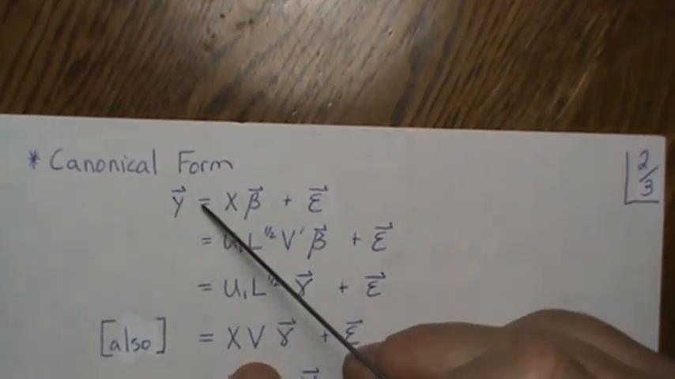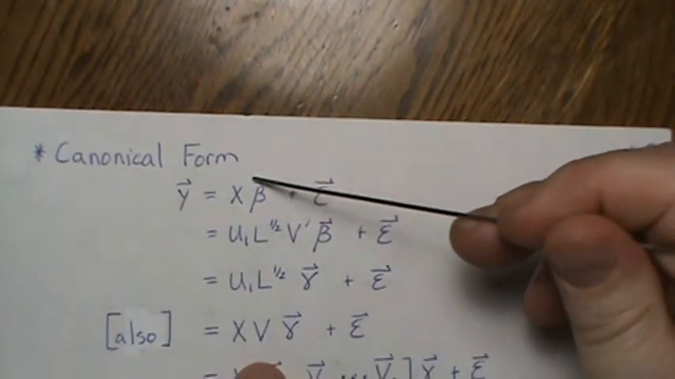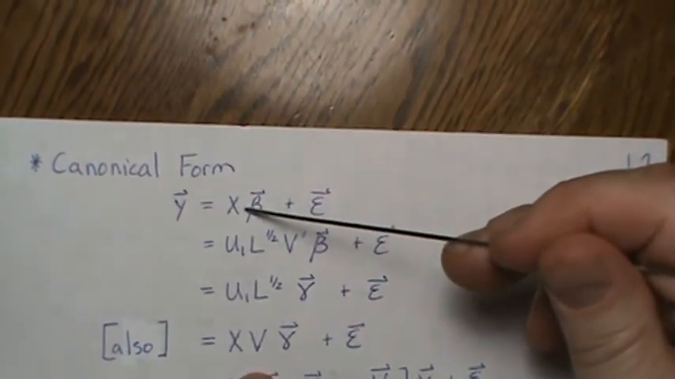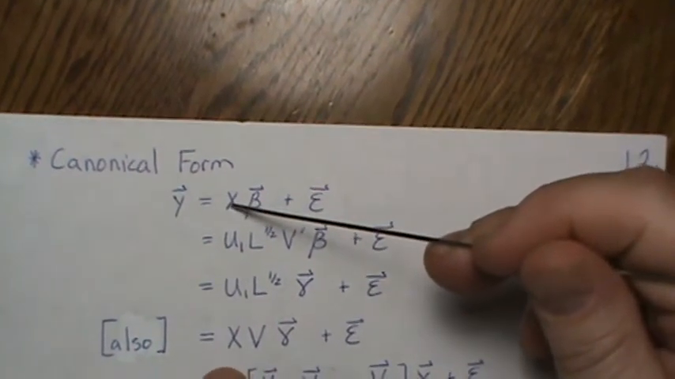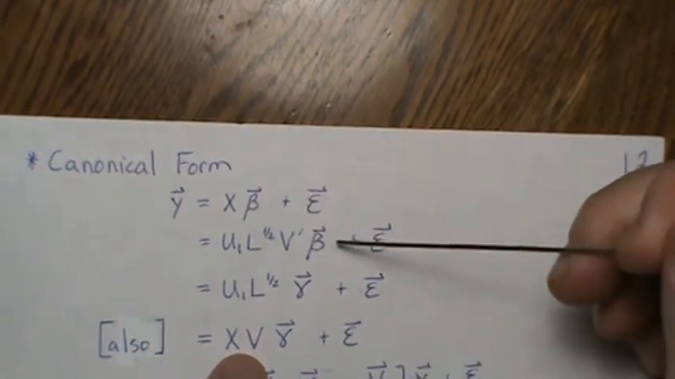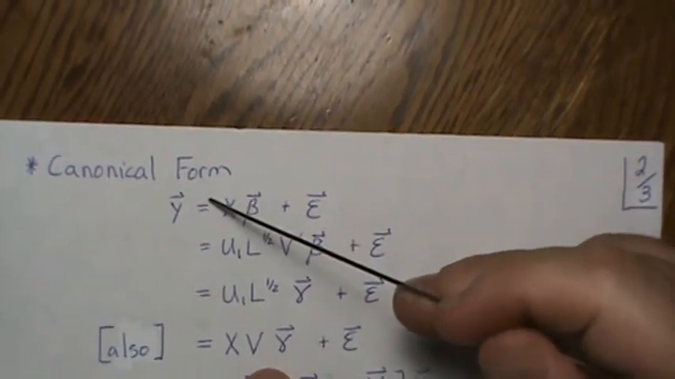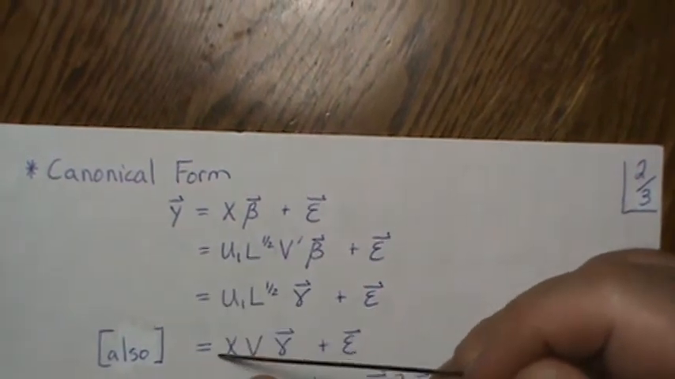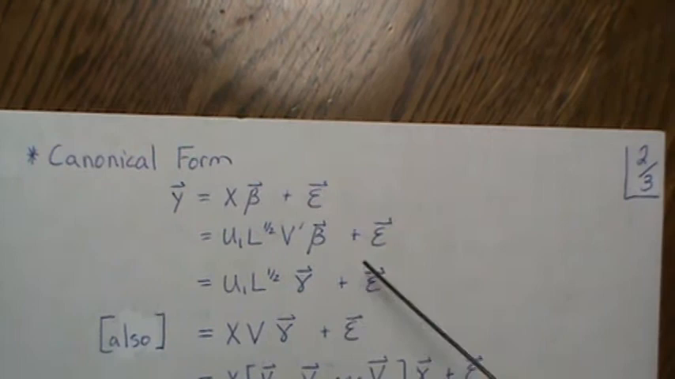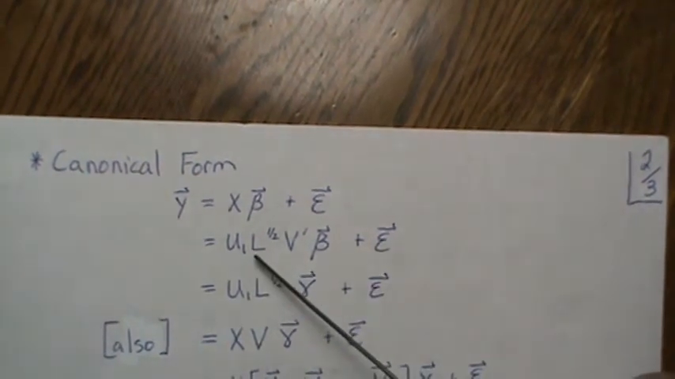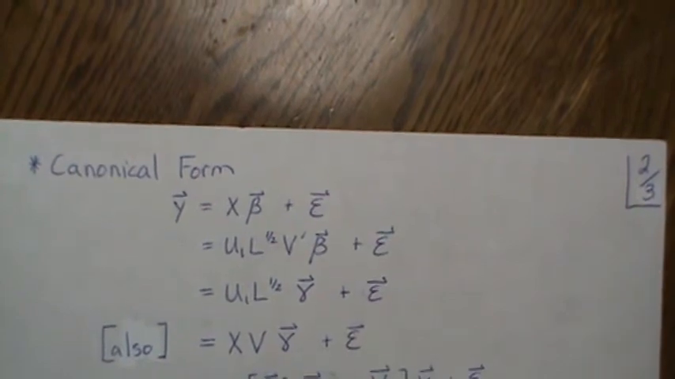Now, technically we could go from here to here, right? Because if we stick in the middle here the identity matrix, V V prime, then we have XV, and remember gamma is V prime beta. So a lot of books will just derive it straight to here. But I like deriving the singular value decomposition because, well, you'll see it helps with some of the properties that I'm getting ready to show you.